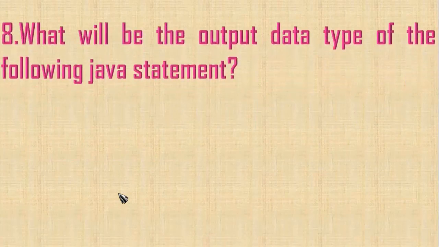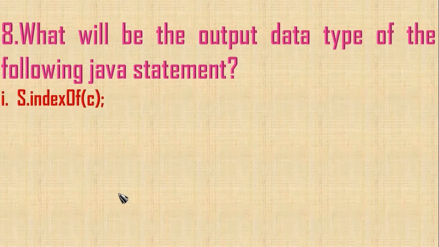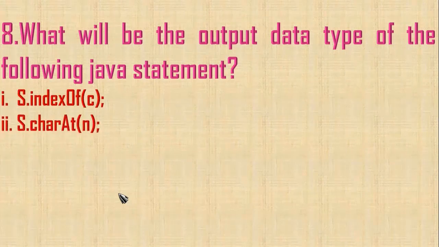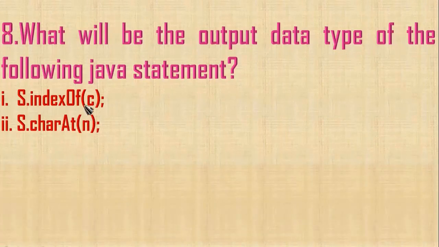Next question, what will be the output data type of the following Java statements? S.indexOf(c), S.charAt(n). You want to give the output data type. Here this c may be some variable, it is not given in the statement, that is okay. We have to mainly focus on indexOf. Index of some letter will always be integer type. And similarly, charAt(n). Here n again will be some number, that will be the index number of some string. So it will give the character at that index. It will be giving character as the output type.